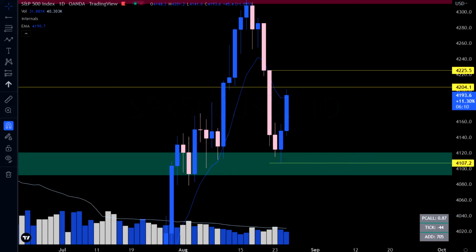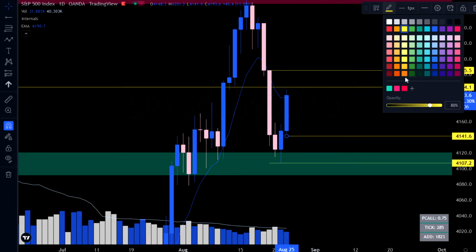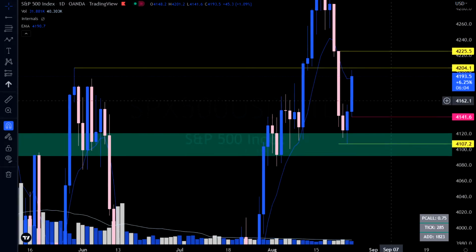Today we had a pretty big range, but I would still like to mark this here, and I'm actually going to color this a different color here. I'm gonna mark it red.